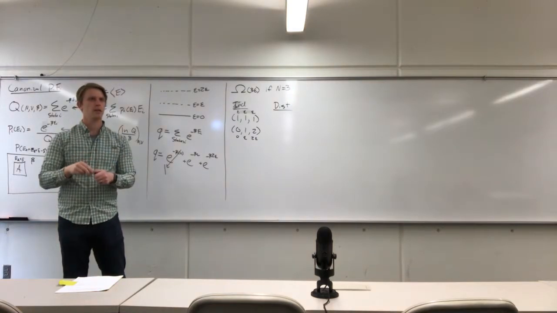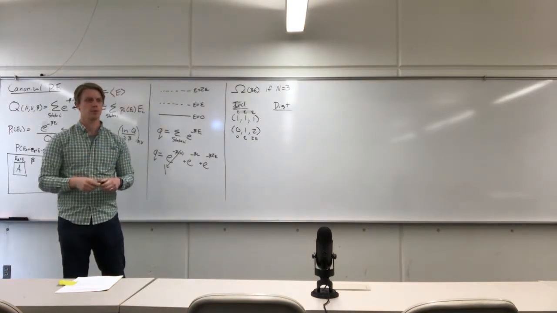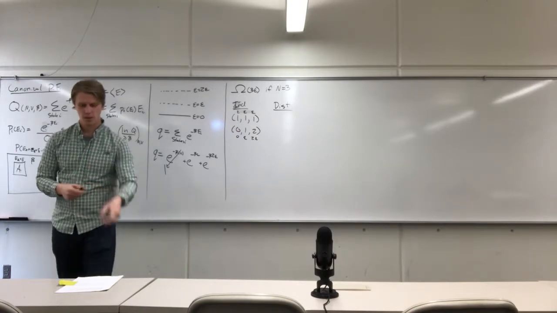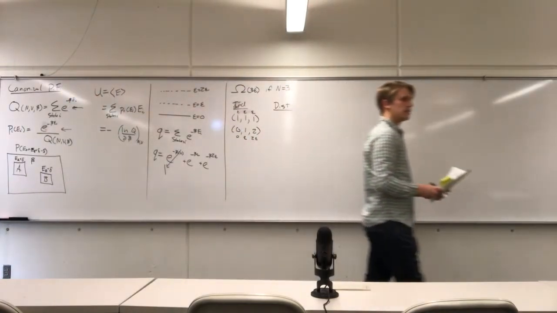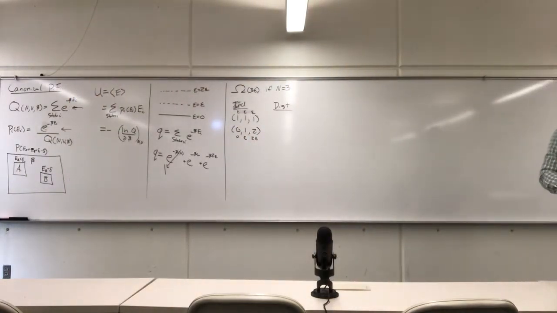Has anyone worked it out on their own? How many can you have with distinguishable particles? Does anyone have an answer? Okay, work it out on your own. 3, 7. The right answer has been said, but I'm not going to say which one it is.